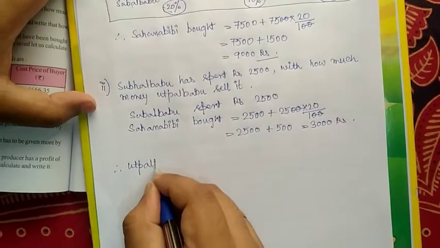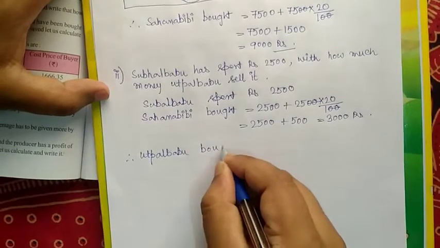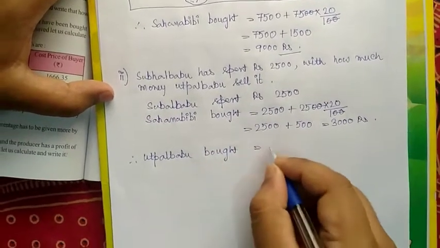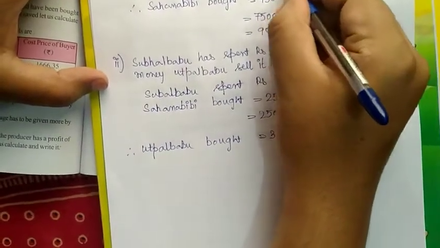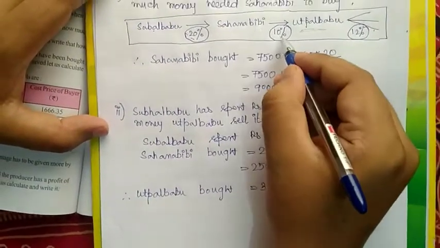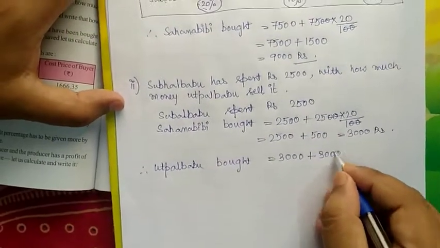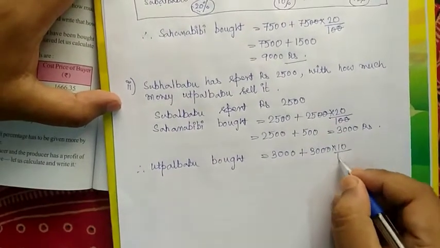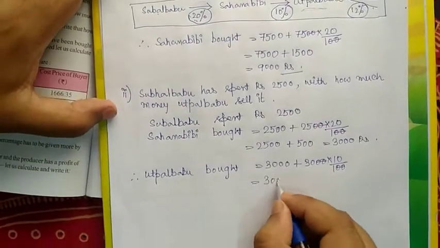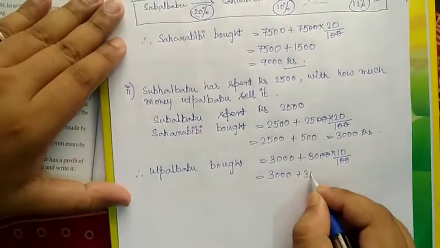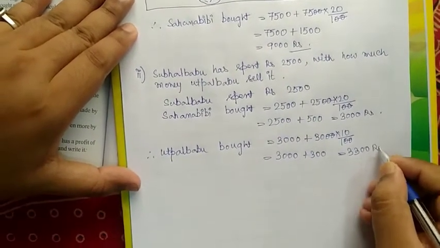Therefore Utpal Babu bought at CP plus profit at 10%. Shahana Bibi sold to Utpal Babu at 10% profit. So therefore 3000 into 10 by 100. So 3000 plus 300 equal to 3300 rupees.